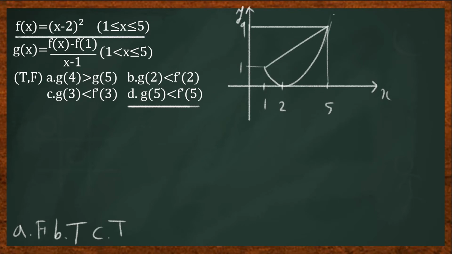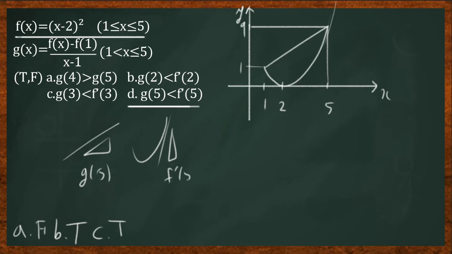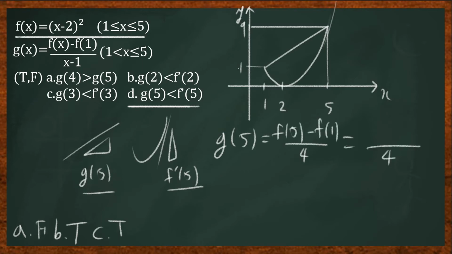Now let's look at D. g(5) will be drawn like this, and f'(5) will be drawn like this. As you can see from B and C, D's answer might be similar, but let's try to solve it. If we put in the numbers, it will be shown like this. g(5) will be shown like this, and it will be (9 minus 1) out of 4, which is 2.